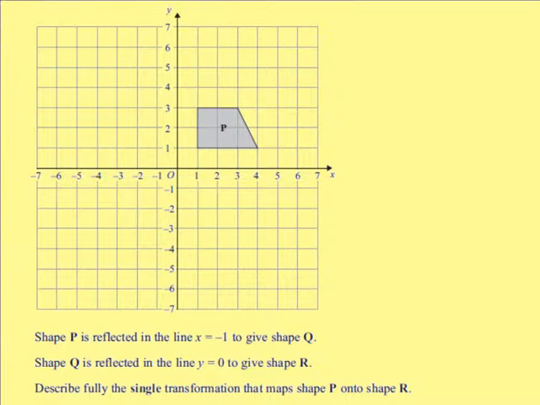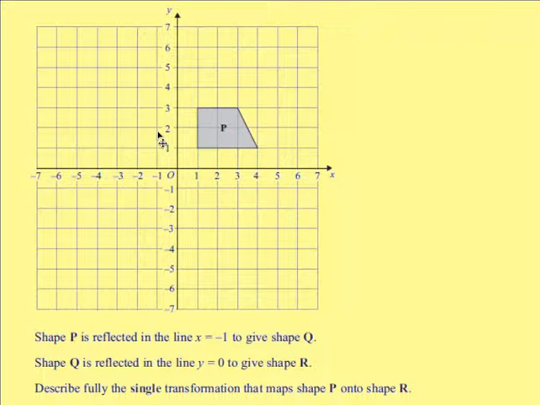So here's a transformation question. The first thing we need to do is to transform shape P. It's going to be reflected in the line where x is 1. So here's our x-axis, and here's the value x is 1. So the line where x is 1 is here. It's all of the coordinates where the x value is 1.